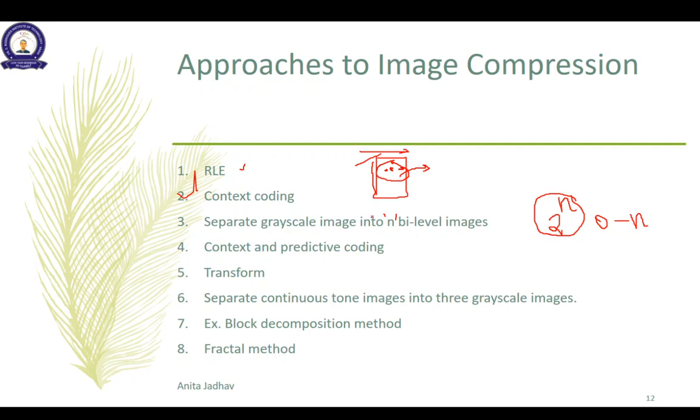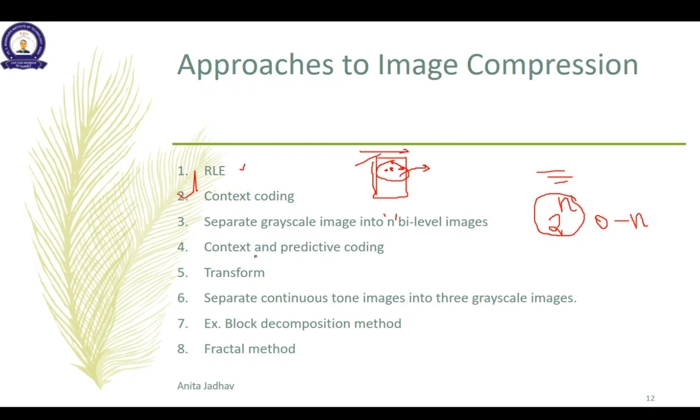Sometimes it may not work, because some grayscale images can vary drastically. When you convert into bi-level images, you are converting into bit planes. So if you are talking about a 4-level bit plane, you are assuming that these values have similar probabilities, or that these values are similar. So in some cases it will not work.